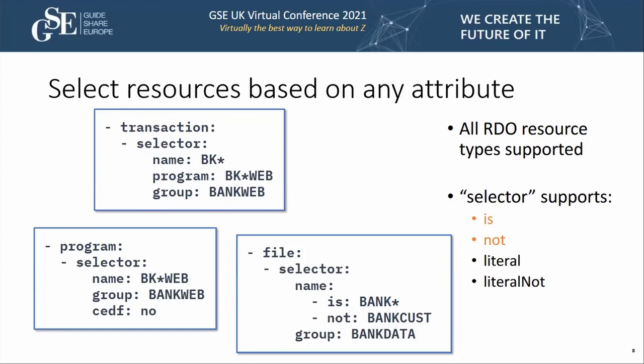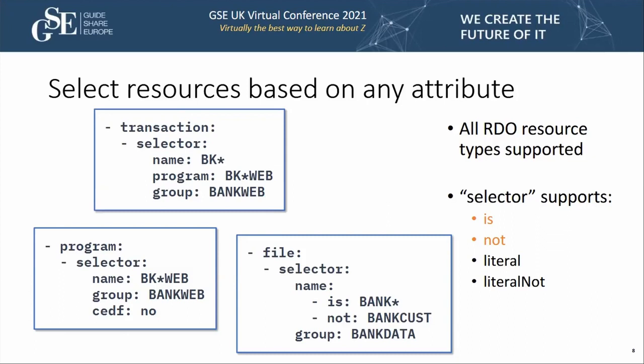Now, on the bottom left, we have a program selector. And here we're saying for a program that's going to be installed, if it matches a name of BK Star Web and has a group bank web and also a CEDF value of no, then we will select this program. So all we're trying to do at this point is just select very specifically which resources we want to select to apply the overrides to. And you can be as specific as you want, or you could be as relaxed about this as you want. It's completely up to you to decide how you want to select the resources.